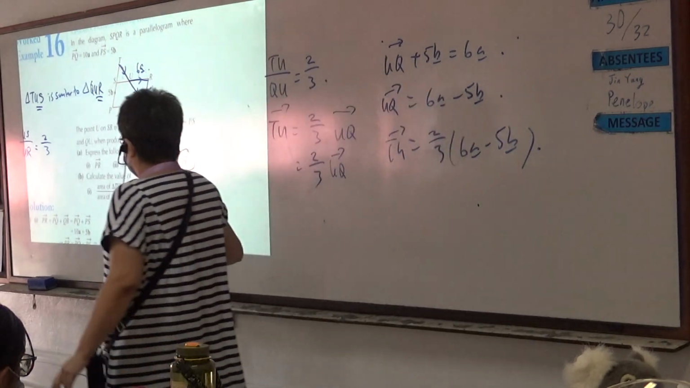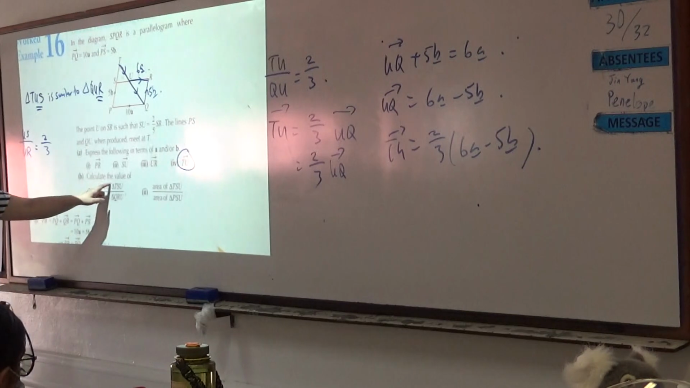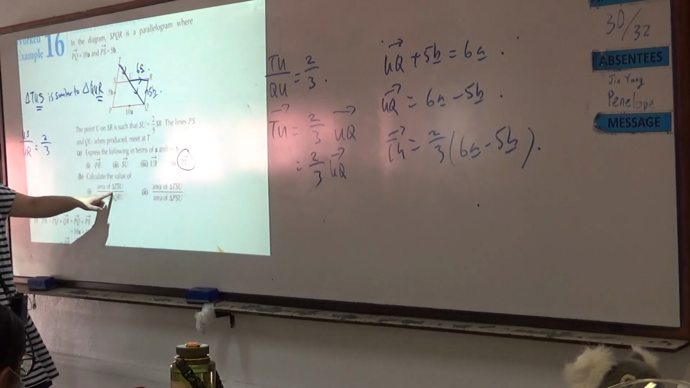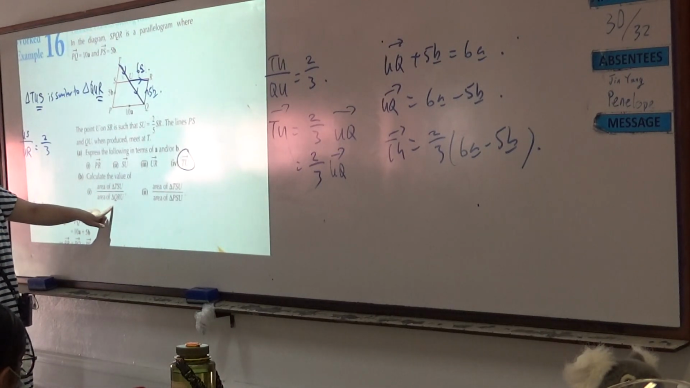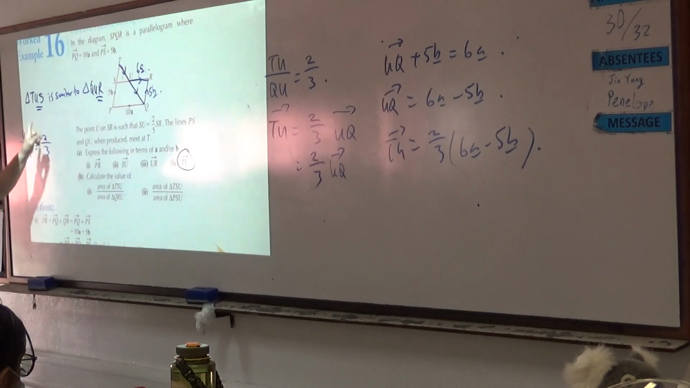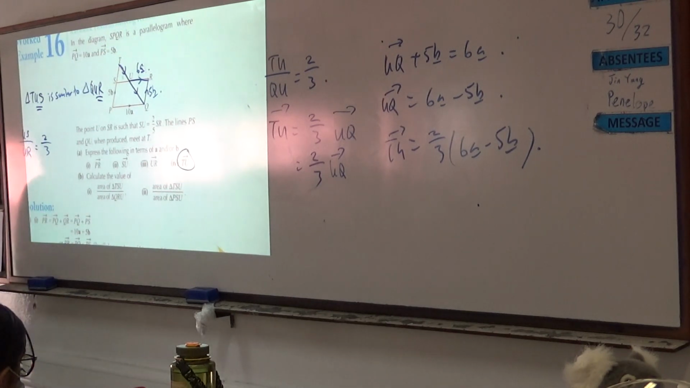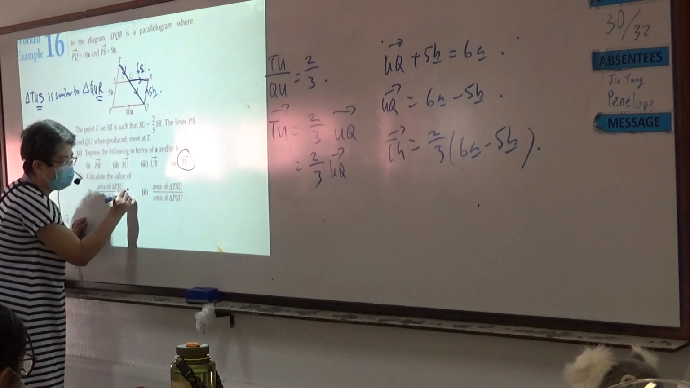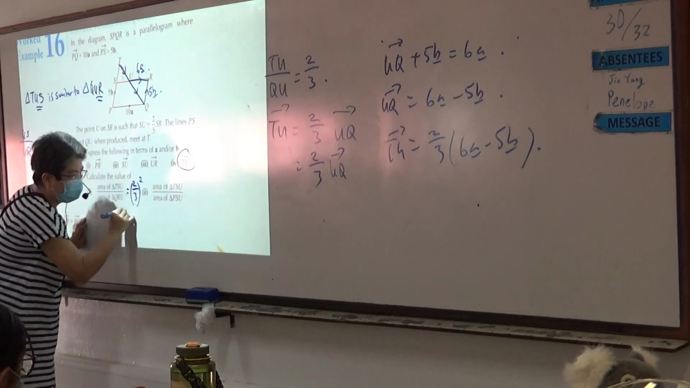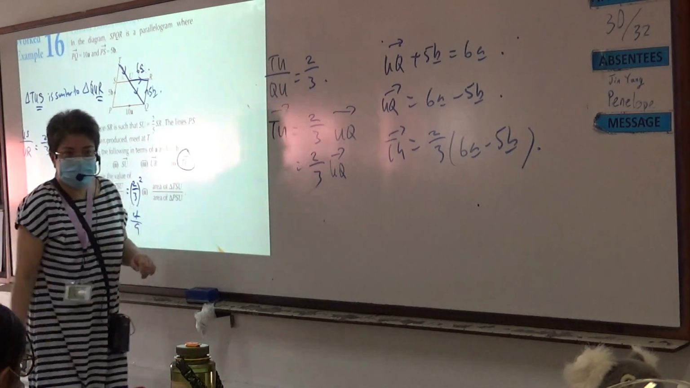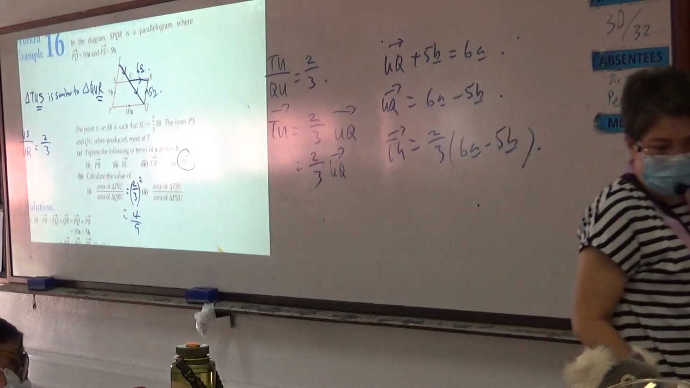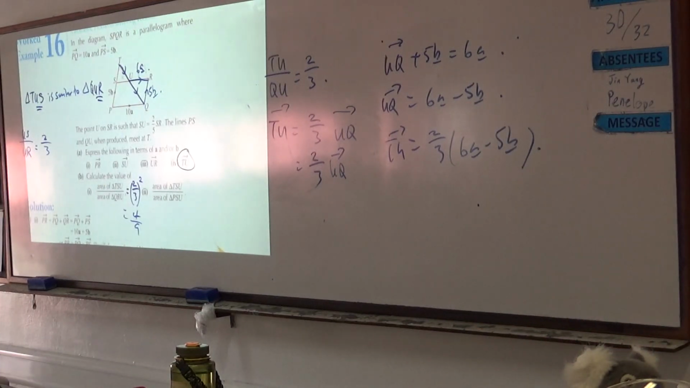Okay, good. Now, next. Calculate the value of area of triangle TSU over area of triangle QRU. Now we know this is 2/3, right? So you just square it, right? Okay. So what will be the ratio here? 2/3. So square. So it will be 4/9. Agree, class? Can or not?